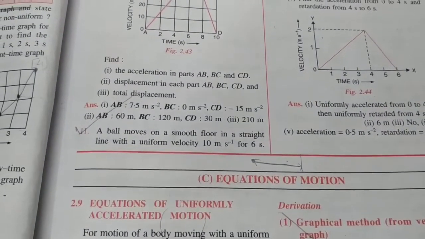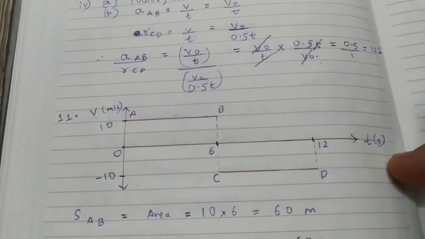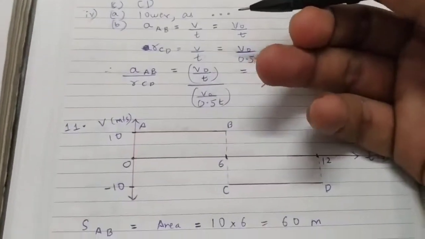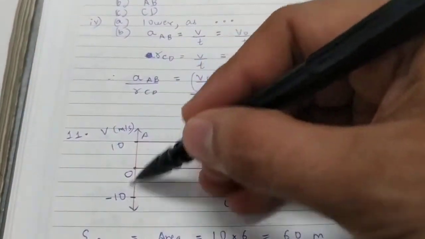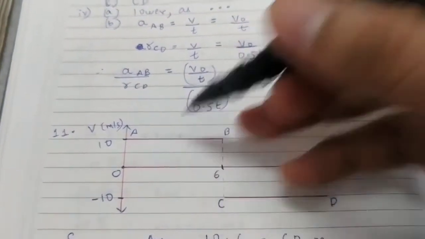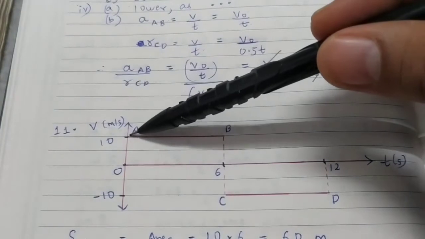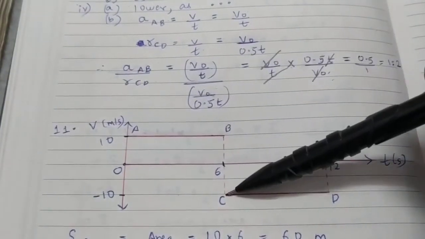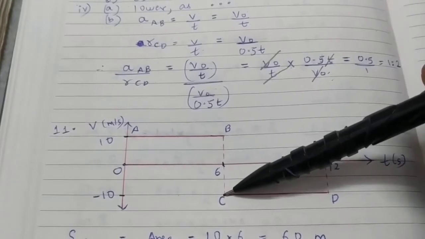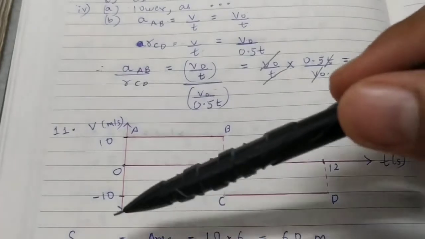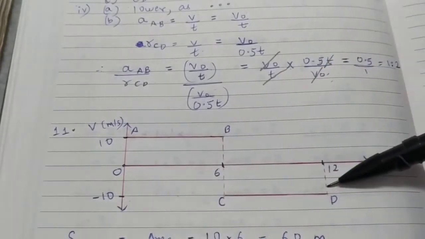A velocity time graph, that's what they've asked. And they've also asked for the displacement and the distance. So, velocity on the y-axis and time on the x-axis. For the first 6 seconds, it traveled at a uniform velocity of 10 meters per second. Then suddenly, there was a change in direction. So now, for the next 6 seconds, velocity is minus 10 meters per second. This negative simply means it is now moving in the opposite direction.